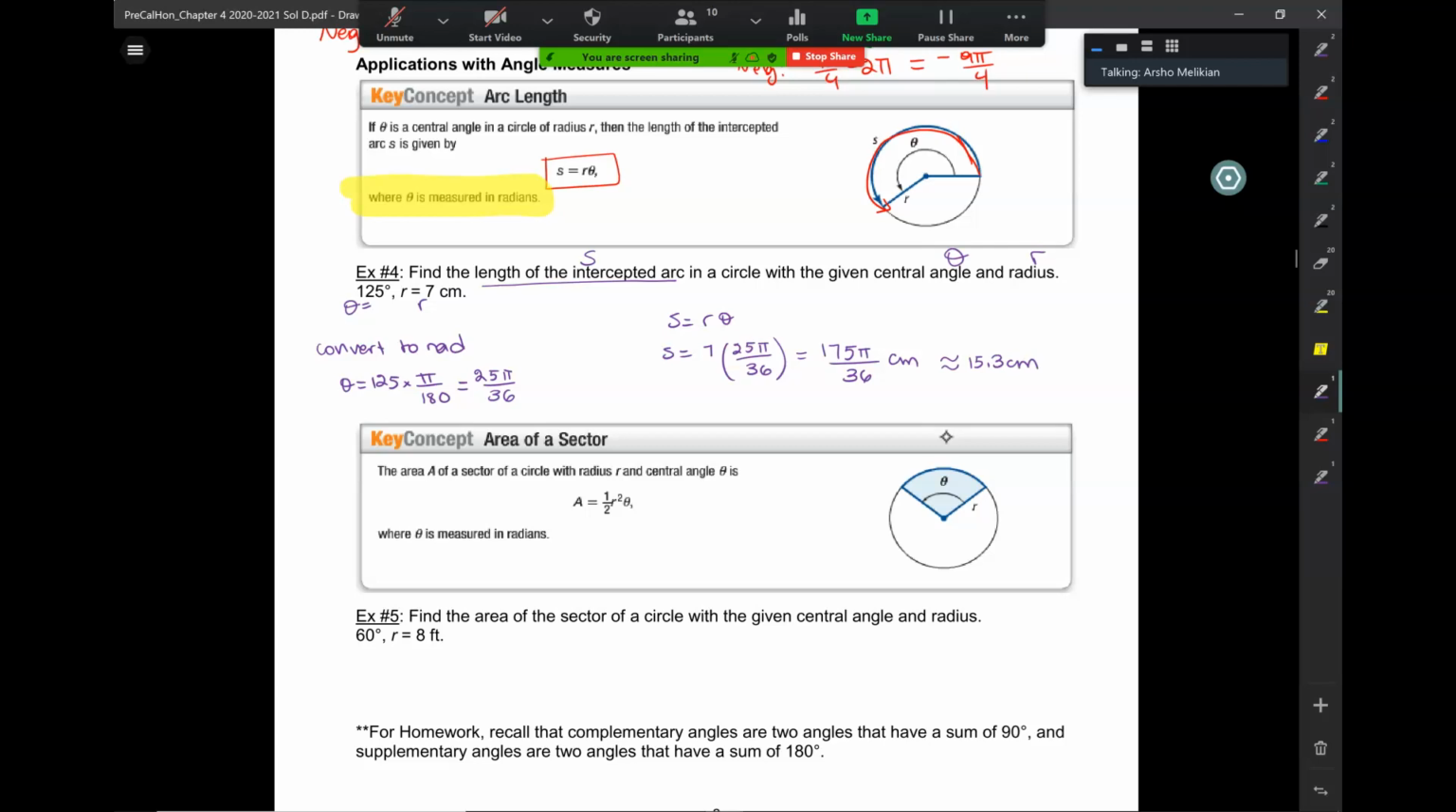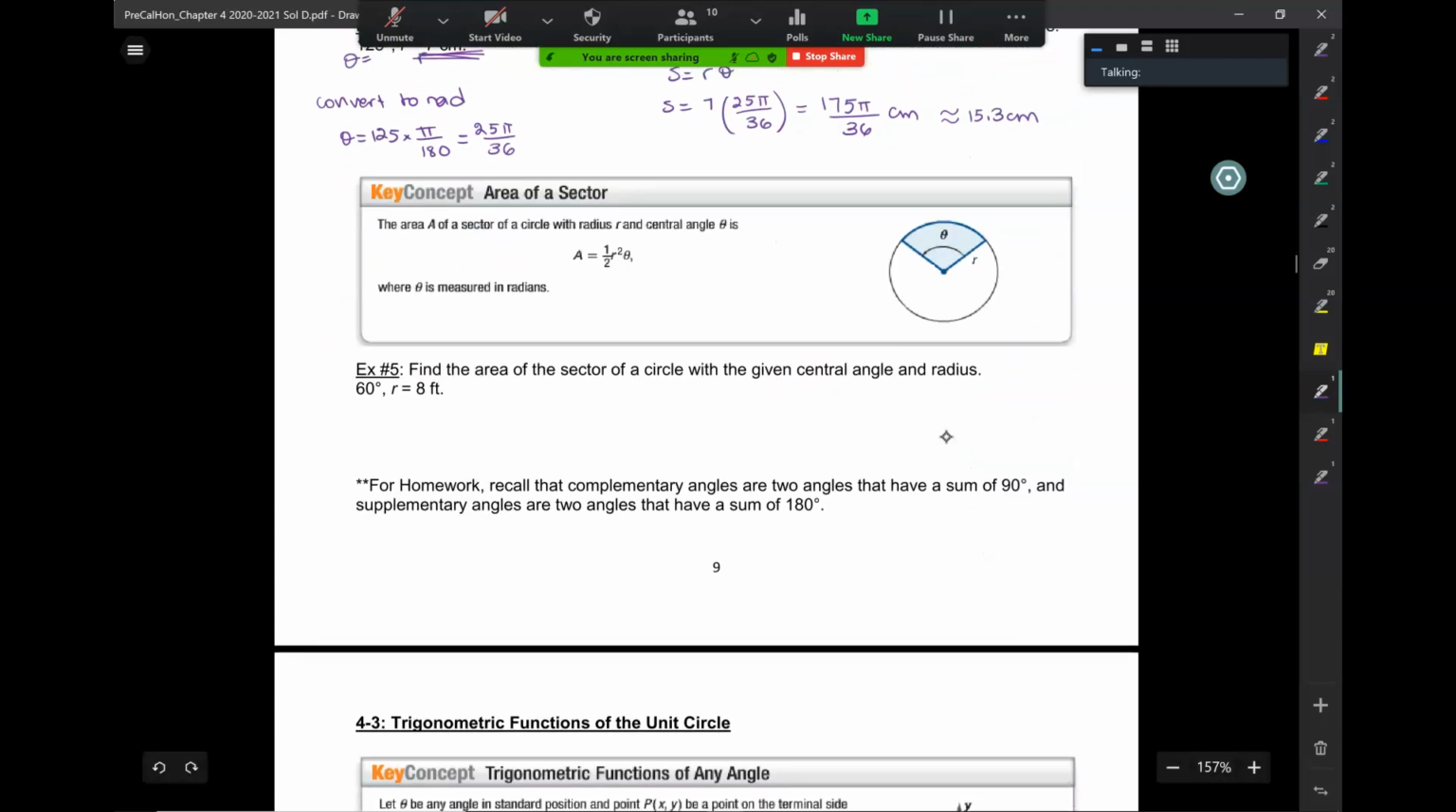Okay, how are we doing over there? Does it always need to be centimeters for doing this type? Well, the units that were given here are centimeters. Oh, okay. Yeah. Okay, and then area of a sector.